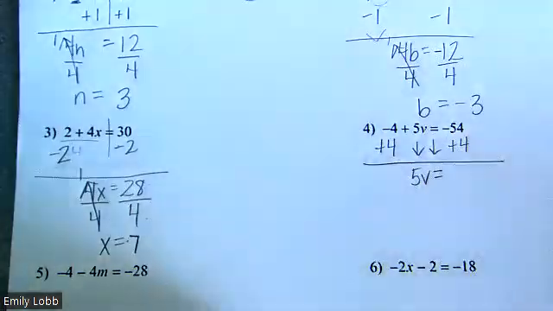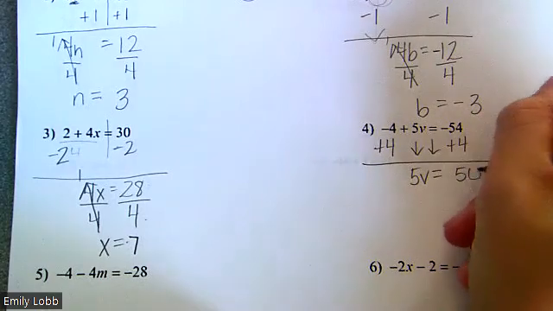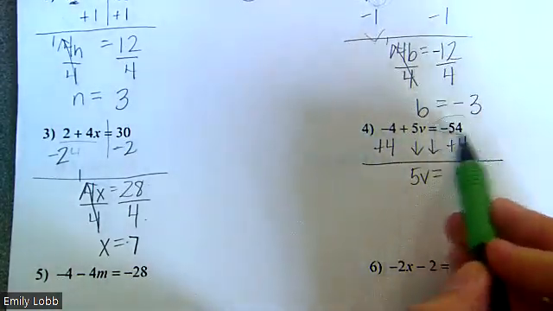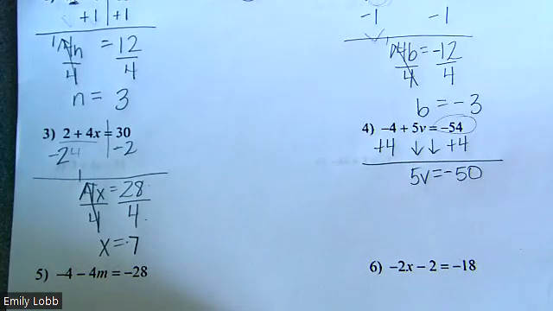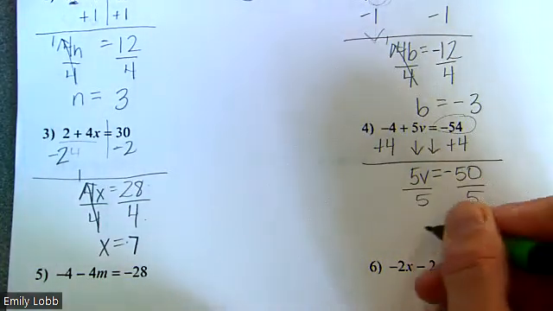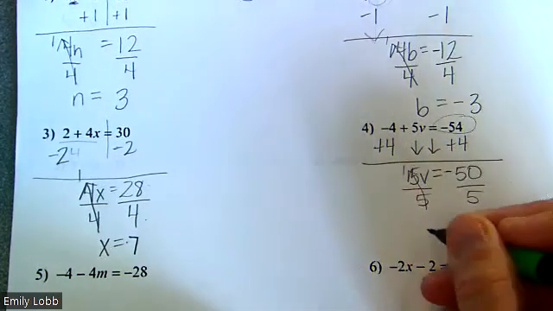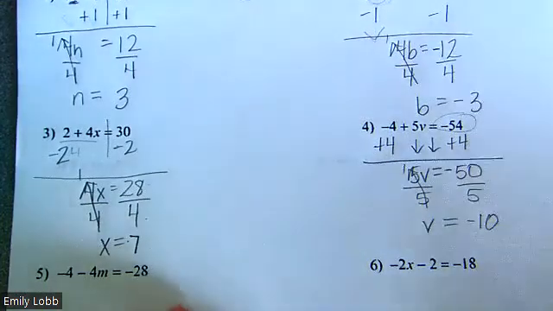I have -54 plus 4. Remember, with our integers, when our signs are different, we find the difference. What's 54 minus 4? 50, and is it positive or negative? Negative, because my bigger number was negative. How do I get rid of the coefficient? Divide it. So this is 1v equals -10. -50 divided by 5.